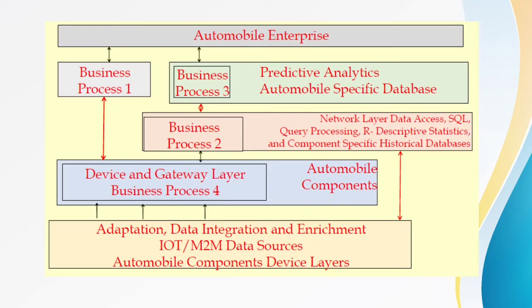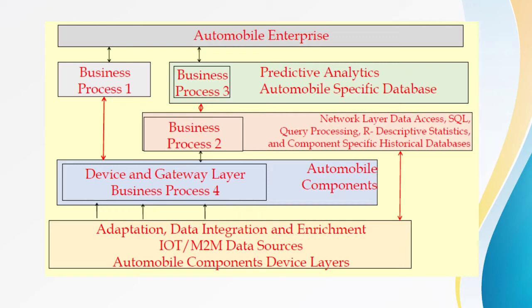The interrelationship between the distributed business processes is shown here. Enterprise layer business process 1 interrelates directly with the device and gateway layer of business process 4. If you see here, this is business process 4, and this is business process 1, EBP1. So they are directly related to this one, that is device and gateway protocol.